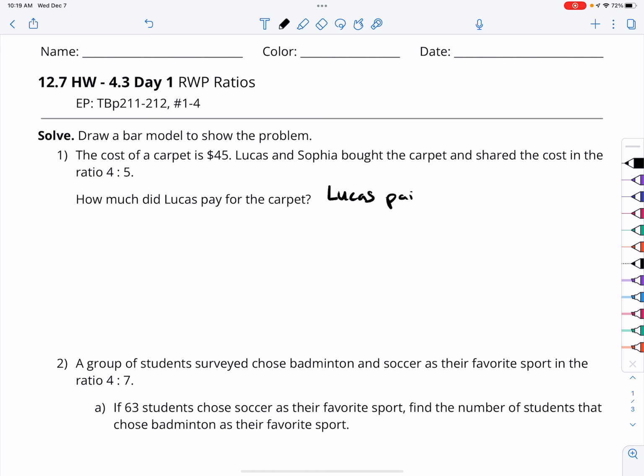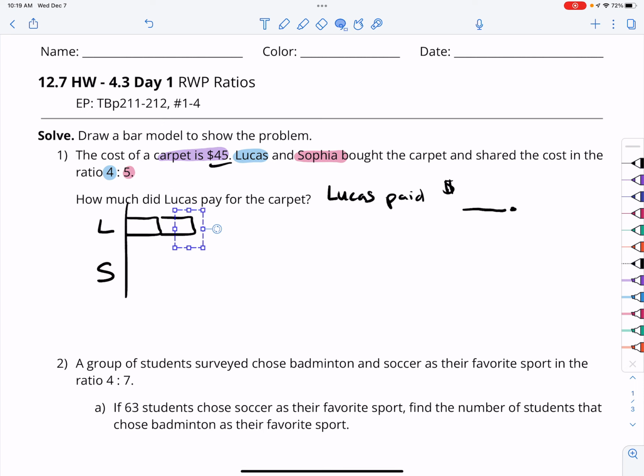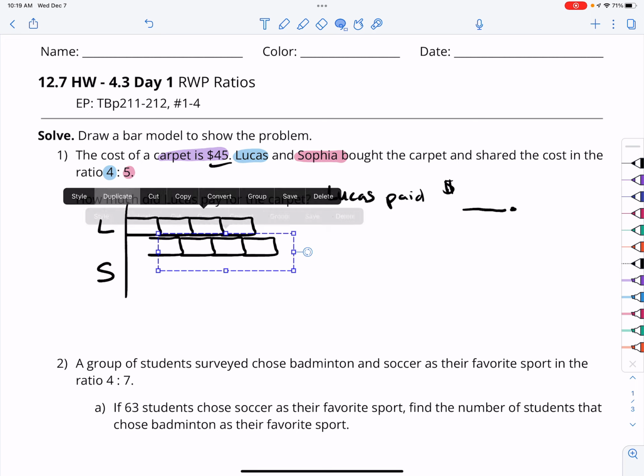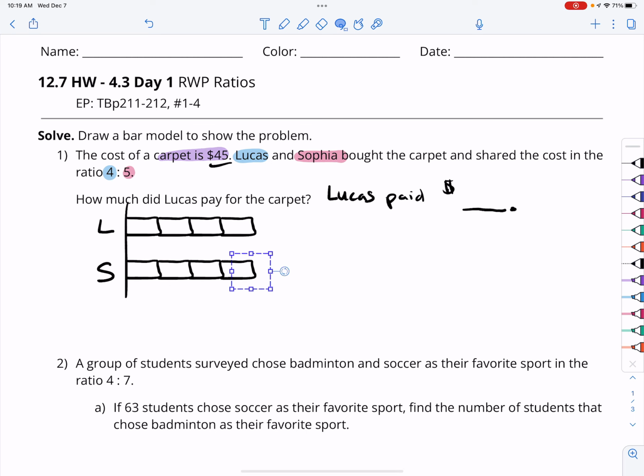Lucas paid blank dollars. And I know if the total cost was 45 and he split it, that this amount definitely should be less than 45. So our total is 45 because that's the whole cost. Lucas was listed first. Sophia is listed second. And so let's get this started with a bar model. Lucas and Sophia, that ratio is 4 to 5. So that means for every 4 portions that Lucas spent, Sophia spent 5. So already I'm noticing that Sophia paid more than Lucas for this carpet.